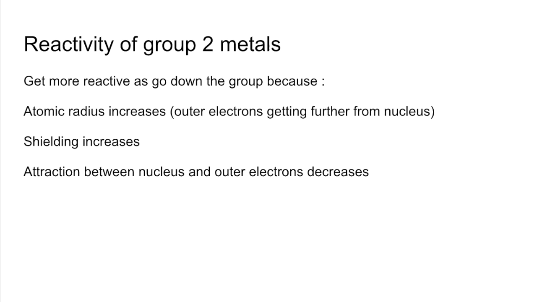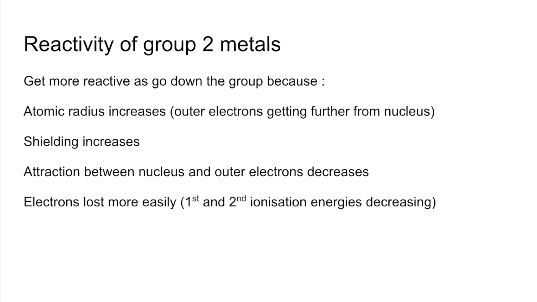So because of that, the attraction between the nucleus and the outer electrons decreases. And as a result of all of that, the electrons are therefore lost more easily. So their first and second ionization energies decrease as you go down the group, but remember the third ionization energy is very large.